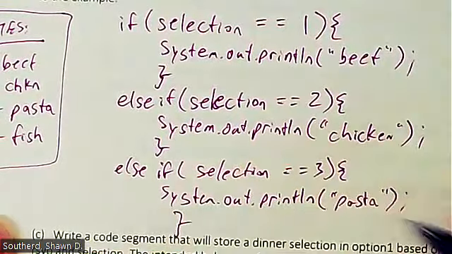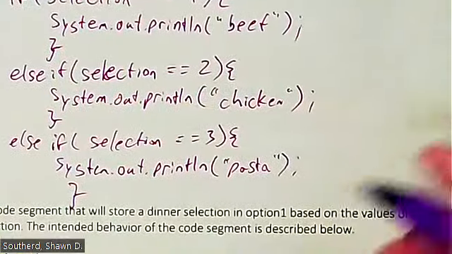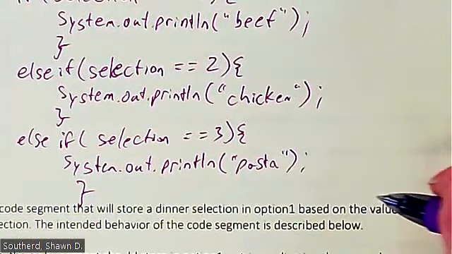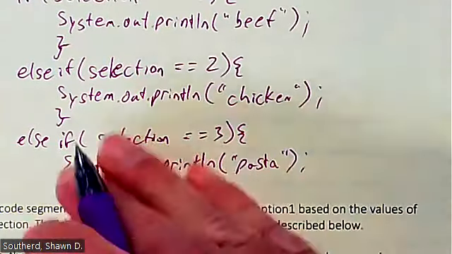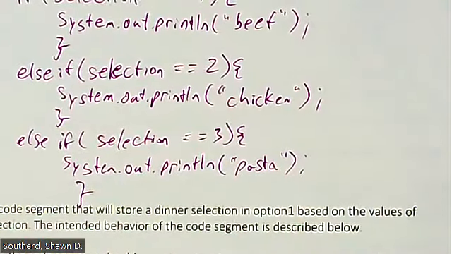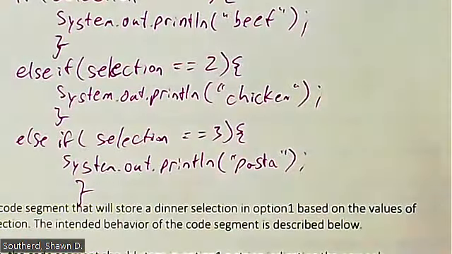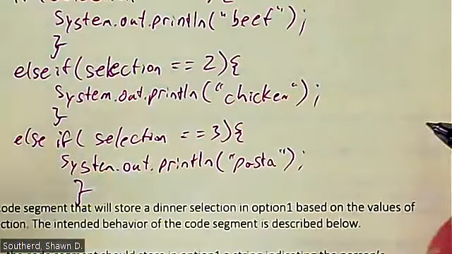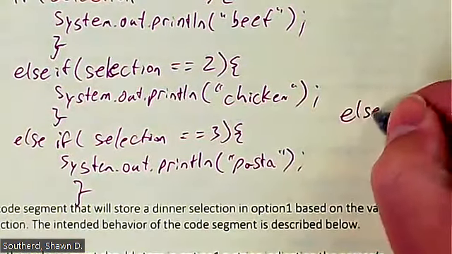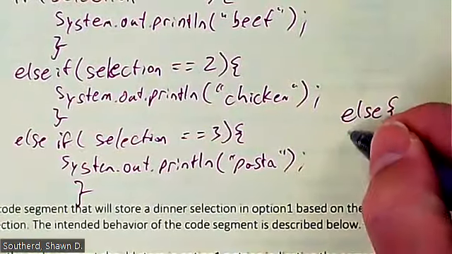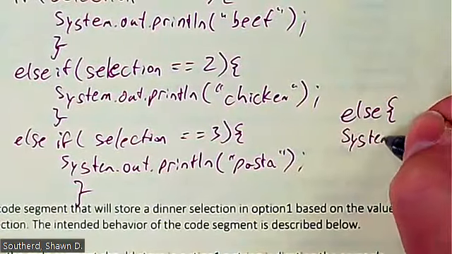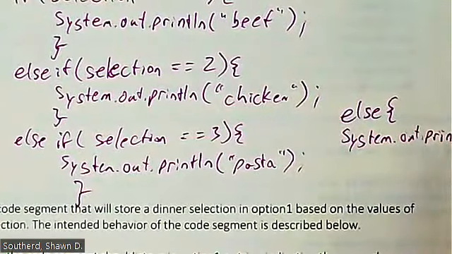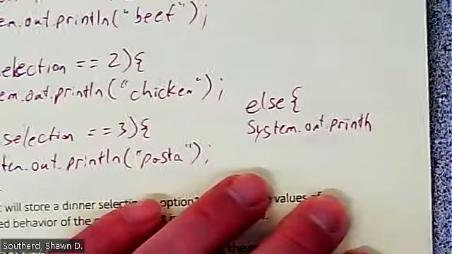I'm running out of room, but I'm going to write off to the side. Then the last thing we need to write: once all of these three criteria are false, we need some sort of catch-all, which it tells you is, if it's not a 1, 2, or 3, then it's going to be just fish.